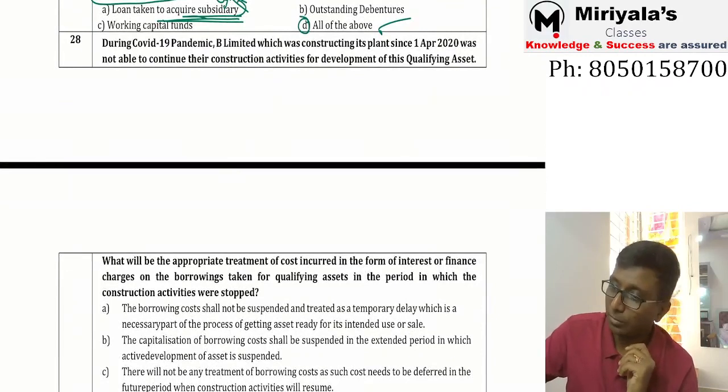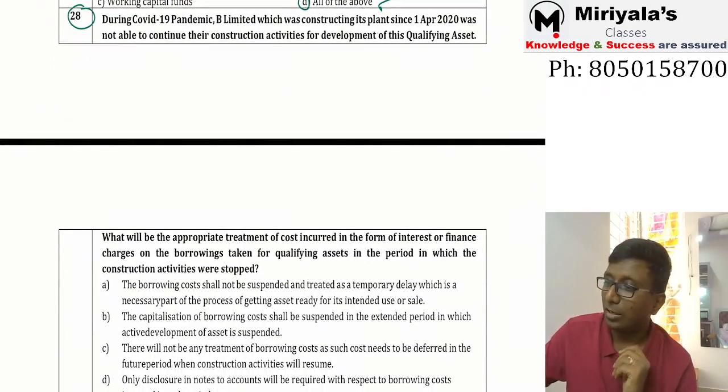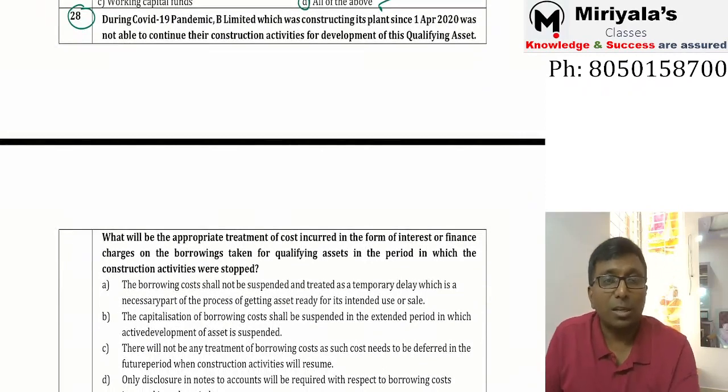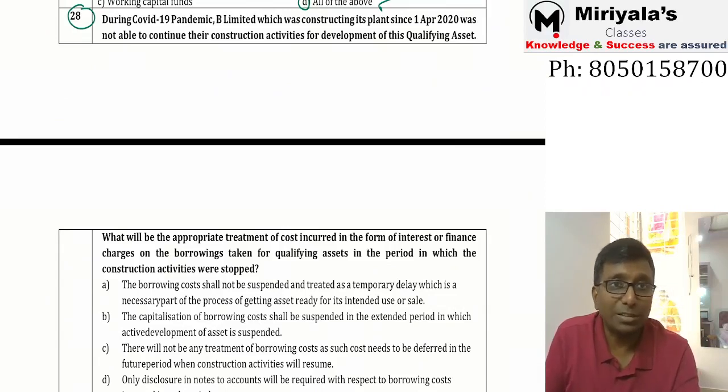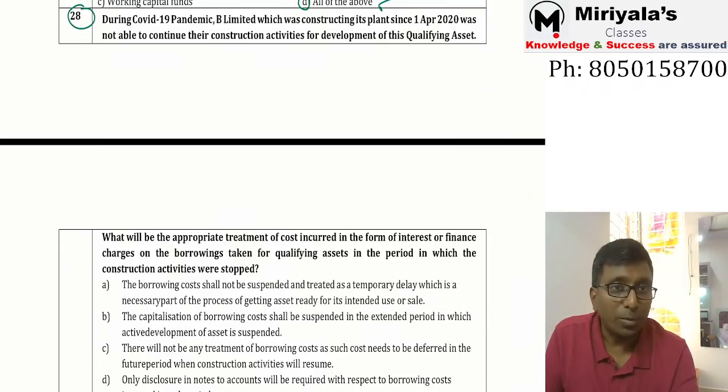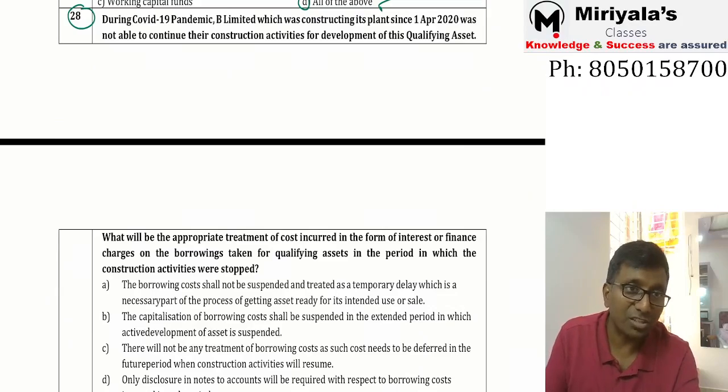Okay, right. Yes, look at the 28th bit. During the COVID-19 pandemic, B Limited, which was constructing a plant since 1/4/2020, was not able to continue their construction activities in the development of this qualifying asset during this period. That is supposed to be suspended. What will be the appropriate treatment for the cost incurred in the form of interest or finance charges on the borrowing taken for the qualifying asset in the period in which the construction activities were stopped?